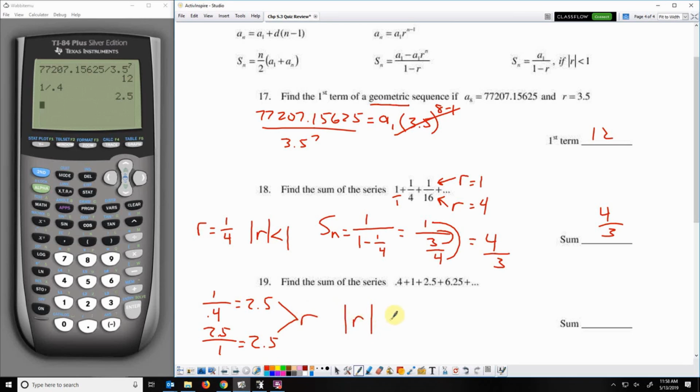The absolute value of R is not less than 1, which means I can't use that formula because the sum is infinite. There is no limit to the sum.